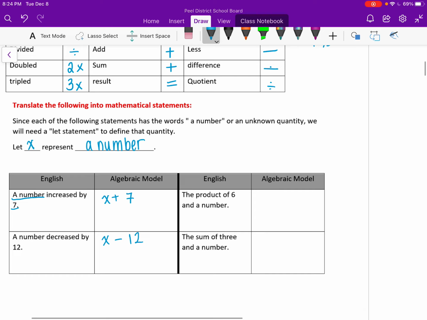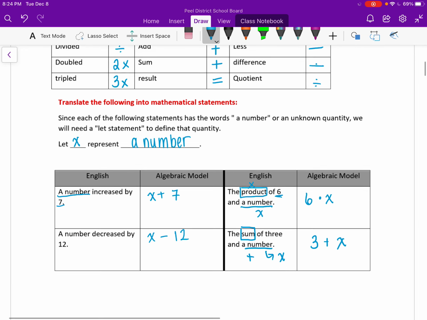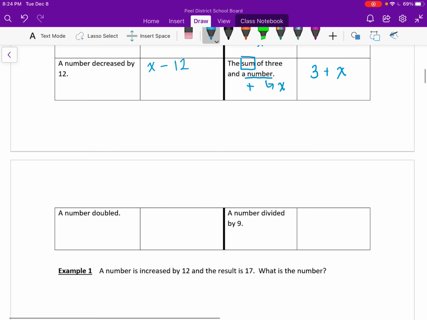The product, so we know that this is going to be multiplied by, of 6 and a number, which we know is x. So I'm going to do the product, so 6 times x. Right? Then I'm going to say the sum, which means you got to add here, of 3 and a number, which is going to be our x. So the sum, so 3 plus x. Right, so we're taking our English and we're just turning it into a language that we can work with here.